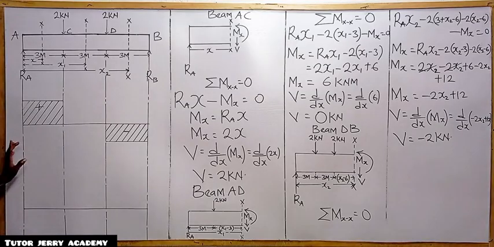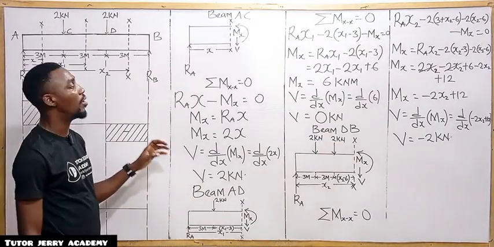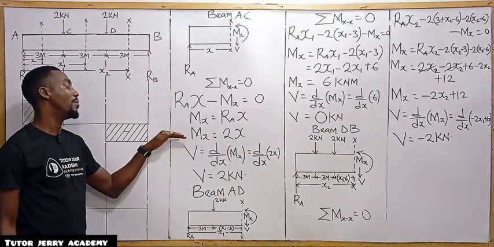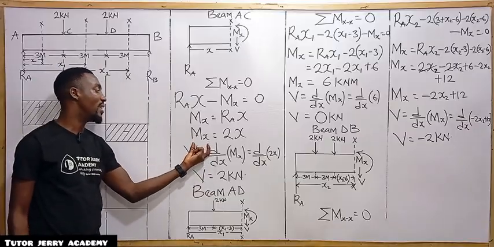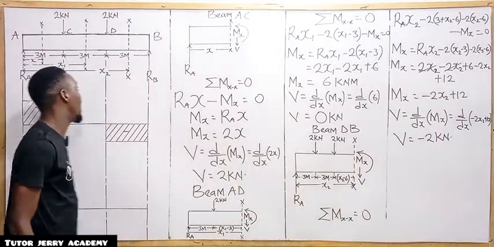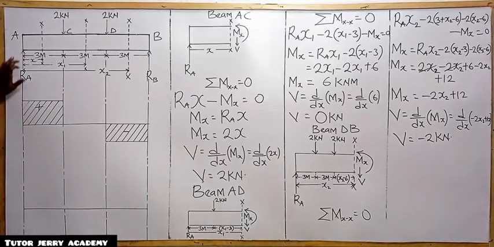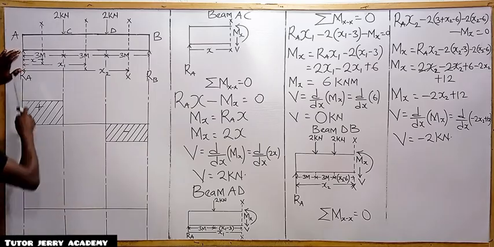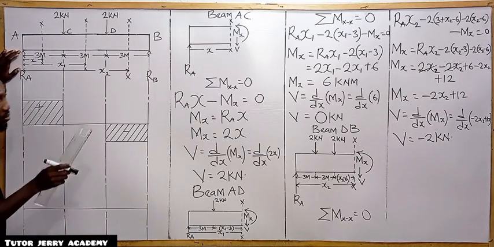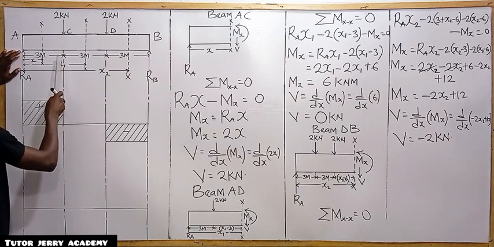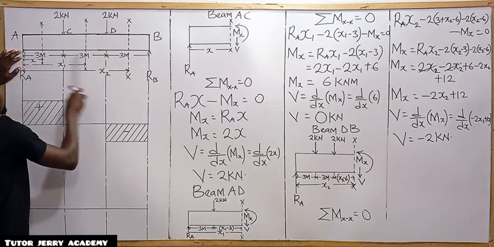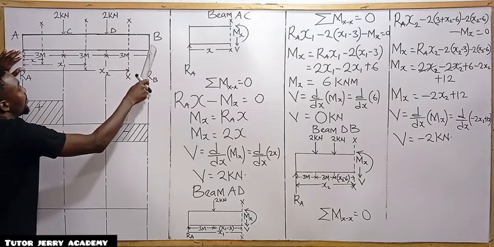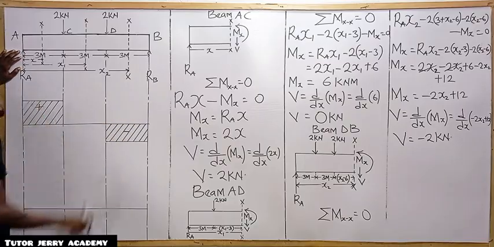So for us to get the bending moment at point A, we are going to go to the bending moment equation in beam AC, and the moment here is equal to 2x, right? At point A, our point A is at a distance of what? 0. Our point C is at a distance of what? 3. Our point D is at a distance of what? It's at a distance of 6. Our point B is at a distance of what? It's at a distance of 9.